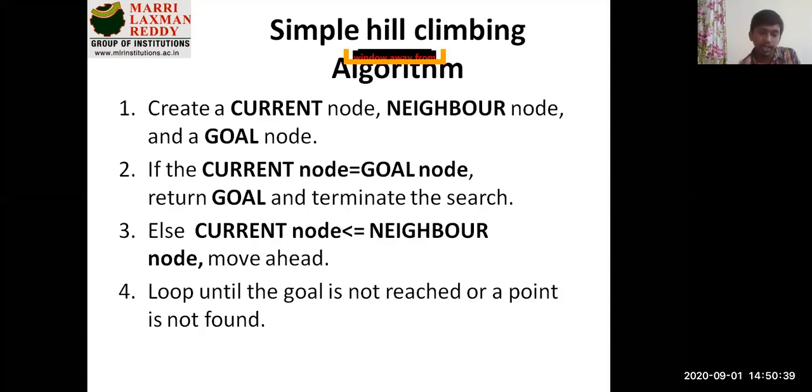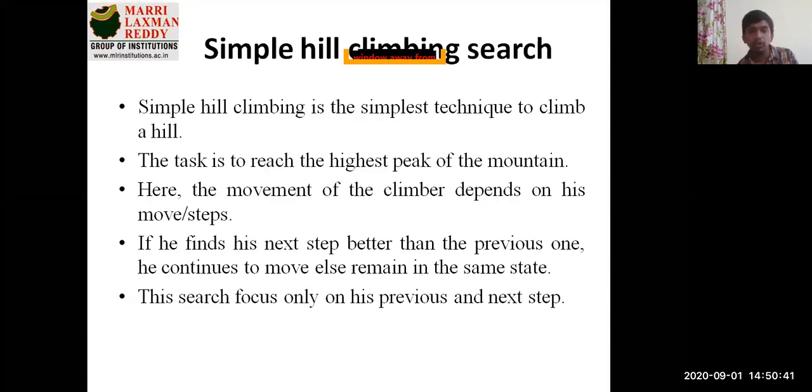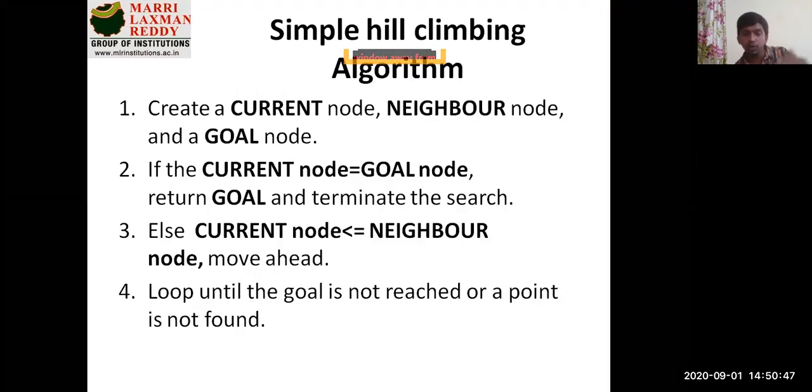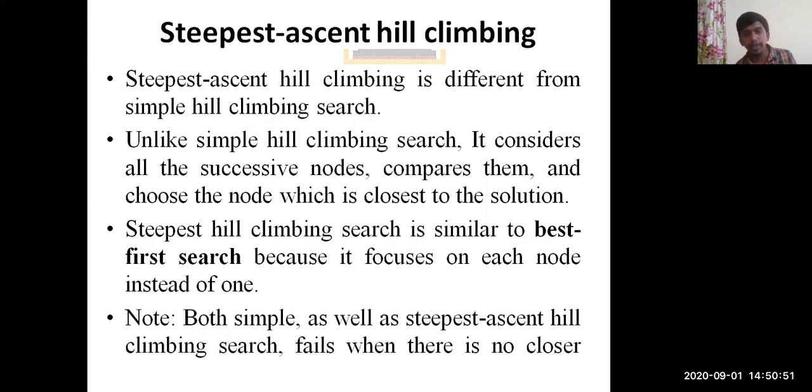So you need to understand this basic terminology of simple hill climbing. What is the task here? How has the task been approached, and what is the small algorithm that we are discussing now? And the next one is steepest ascent hill climbing. So here the thing is the same. There is some small difference compared to your simple hill climbing.